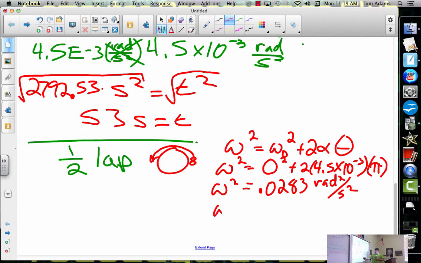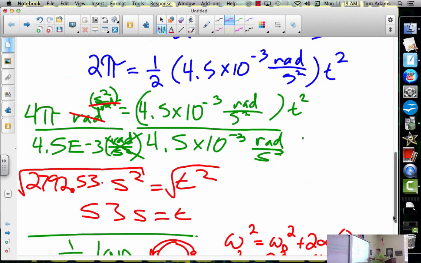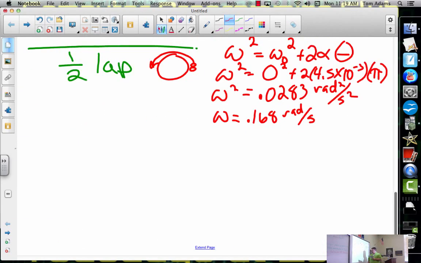And then if you take the square root of both sides, you get your final angular speed is 0.168 radians per second, okay? And you say, well, what does that have to do with the vector? What is the vector acceleration? Well, the vector acceleration and the tangential acceleration have a relationship, right? This one's kind of complicated. Let me just go through the math and then I'll try to explain it.